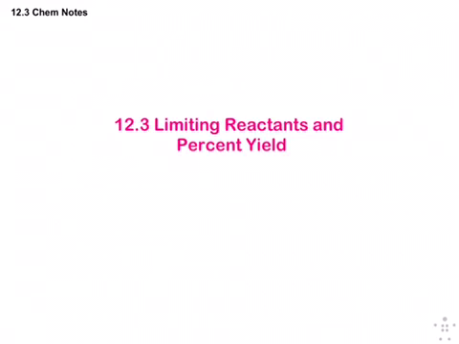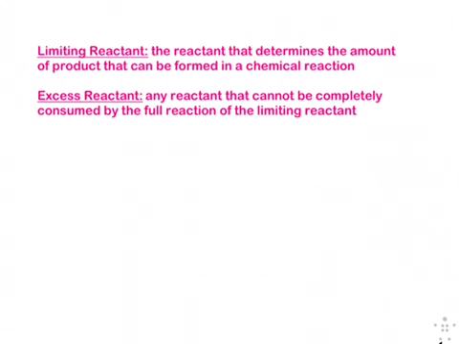All right, so this section is still incorporating the calculations from 12.2 and 12.1, but we're going to look at it in terms of limiting reactants and the percent yield. A limiting reactant is the reactant that determines the amount of product that can be formed in a chemical reaction. So pretty much reactants do not get used up at the same rate in a reaction.